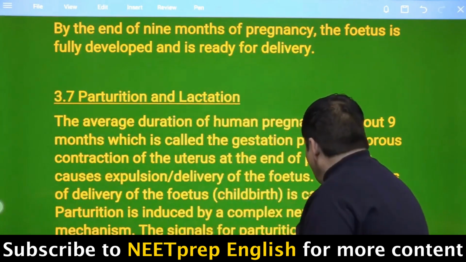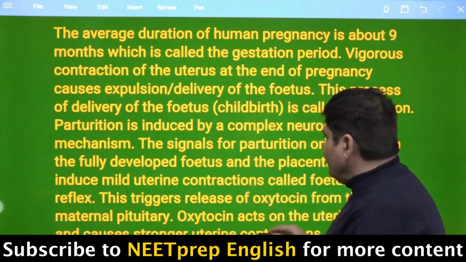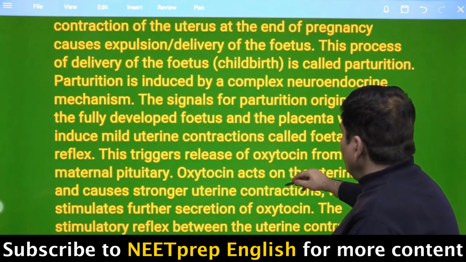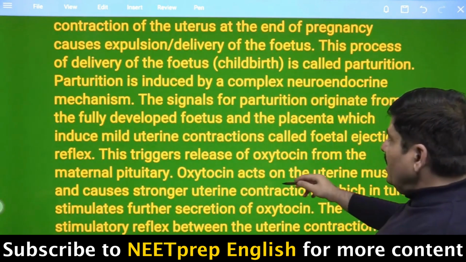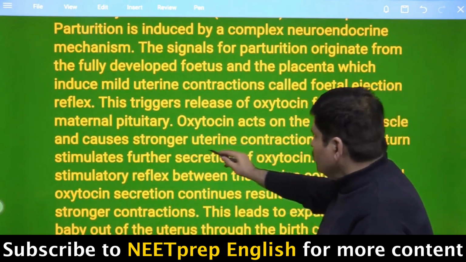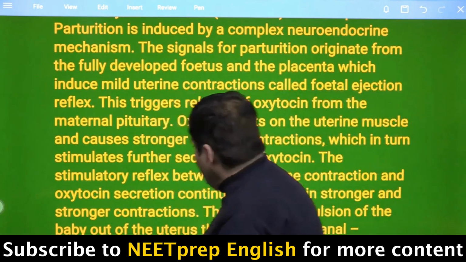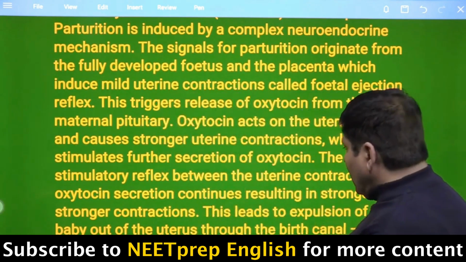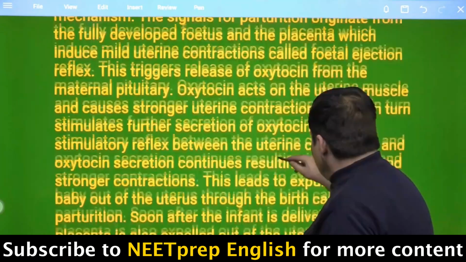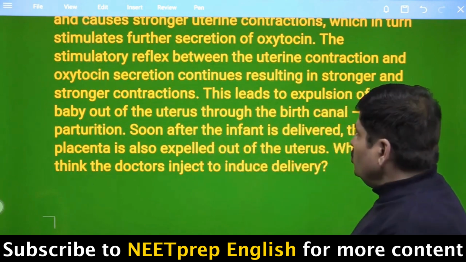So now after the gestation period, there is a complex neuroendocrine mechanism, and we know about the role of the oxytocin. We know what exactly is a fetal ejection reflex, and oxytocin acts on the uterine muscle, causes stronger uterine contraction. We know that these are the labor pains, and there is a positive feedback that leads to the expulsion of the baby outside the uterus through the birth canal, and this process is called parturition.